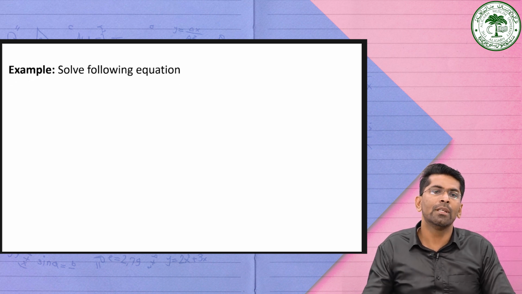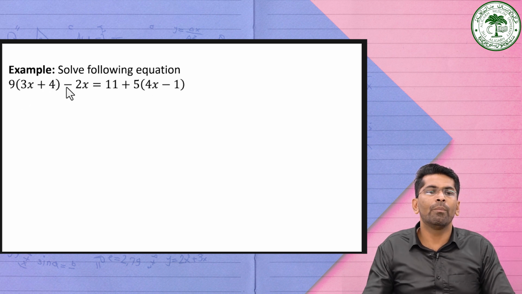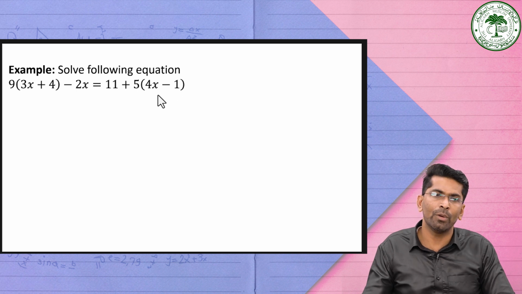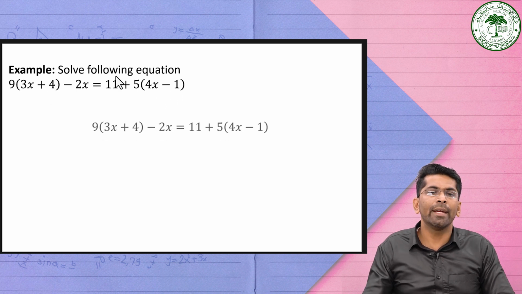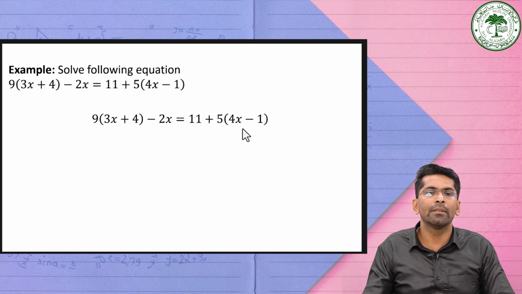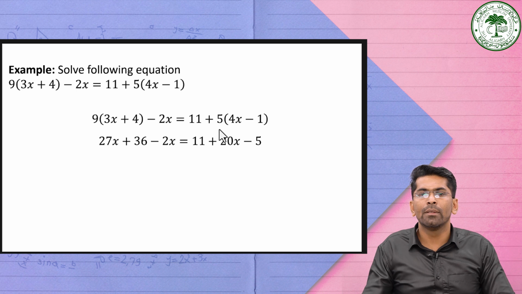See, consider one equation. Solve the following equation, that is 9 into 3x plus 4 minus 2x, which is equal to 11 plus 5 into 4x minus 1. We want to solve this particular equation. See, first we can open the brackets on both sides of the equation. So it will become 9 into 3x, which is equal to 27x, 9 into 4, which is plus 36, minus 2x here, which is equal to 11 plus 5 into 4x, which is equal to 20x, then 5 into minus 1, which is equal to minus 5.